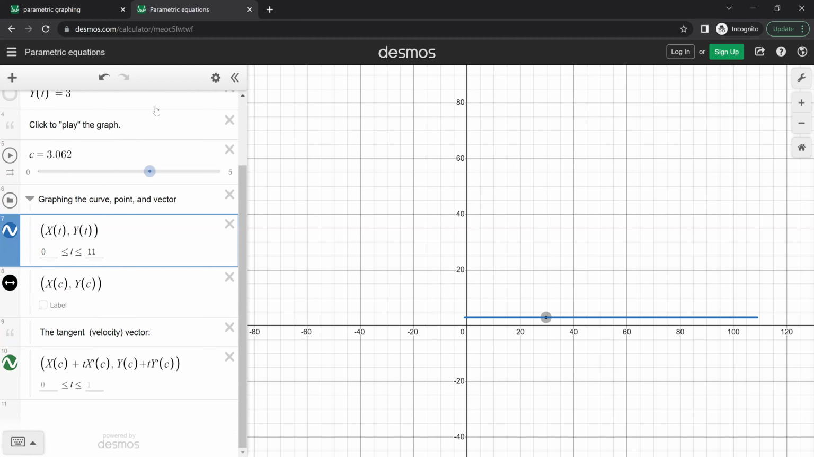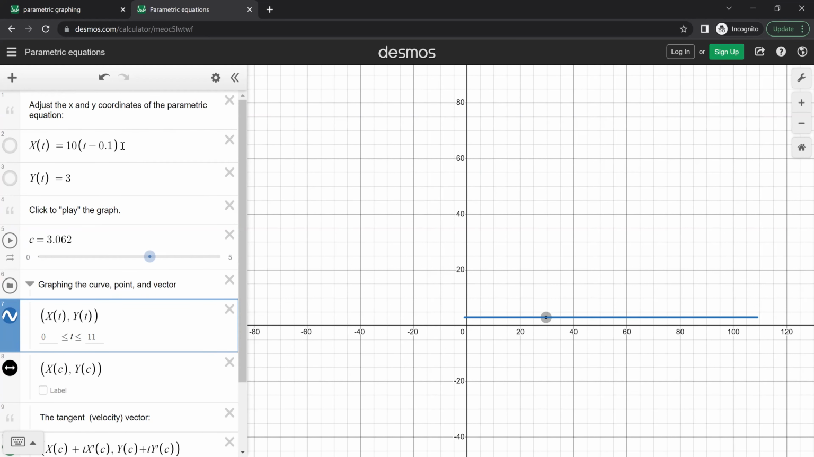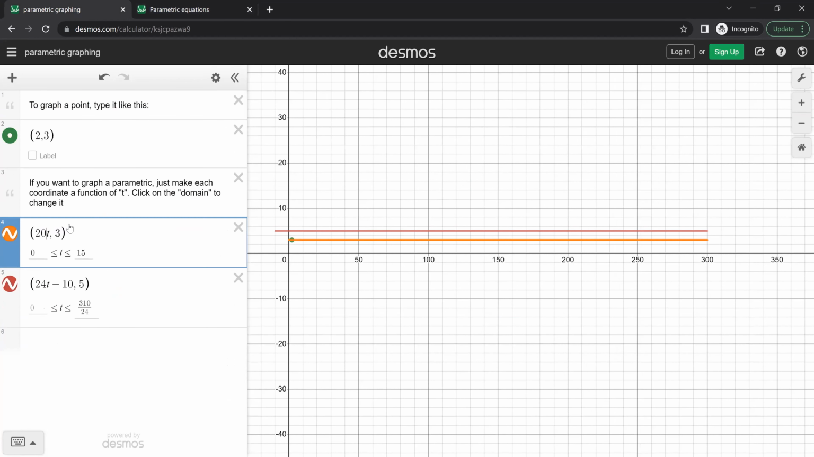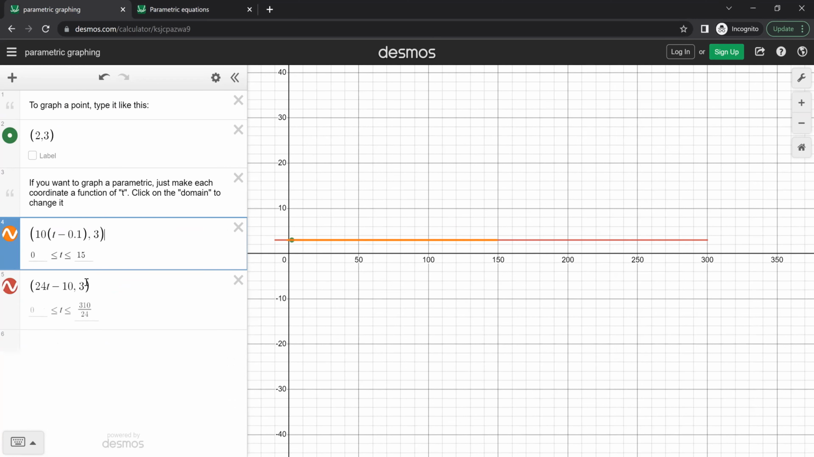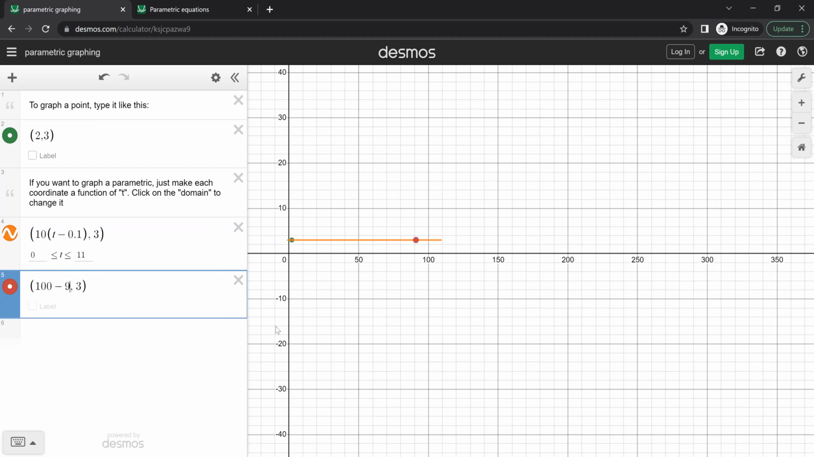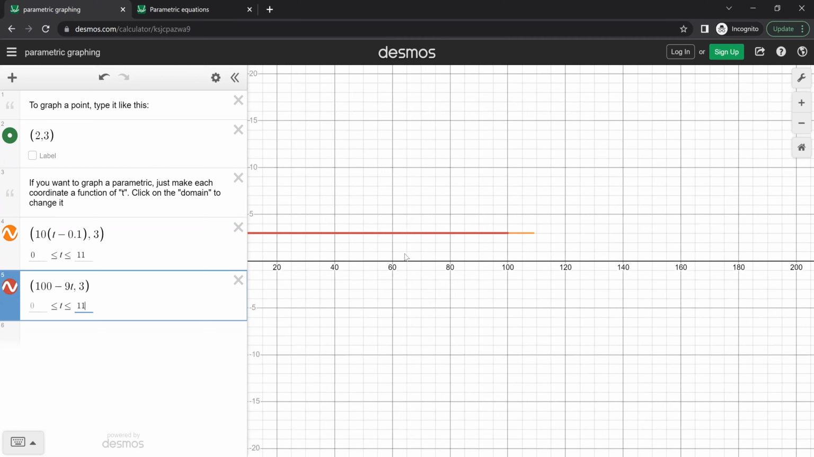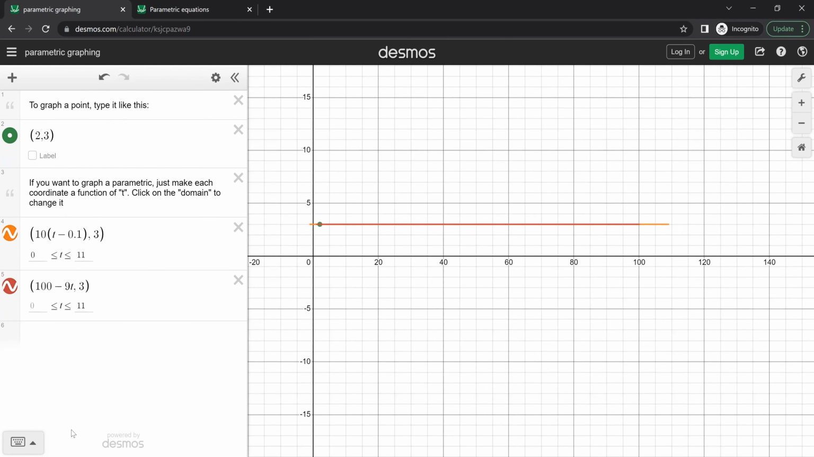That's the problem with this one, it doesn't really allow you to do that. Okay, let me go back to the other one because I'm not seeing anything advantageous about this one. And then this is 100 minus 9t. And we'll go out to 11. It's 3 again.